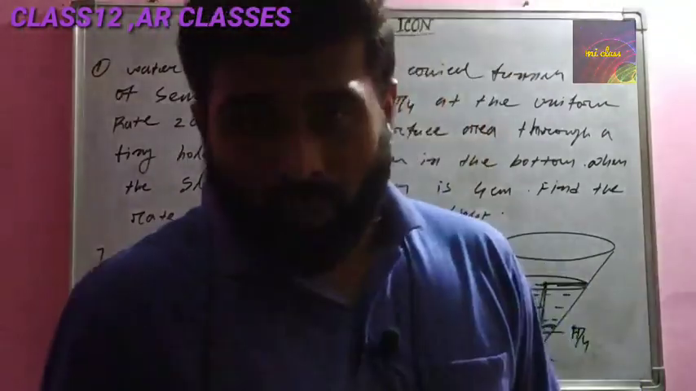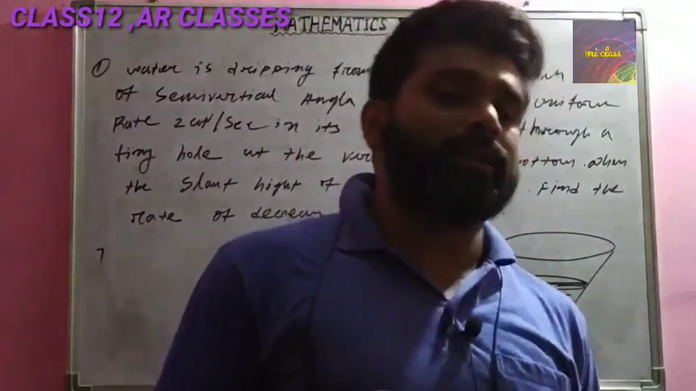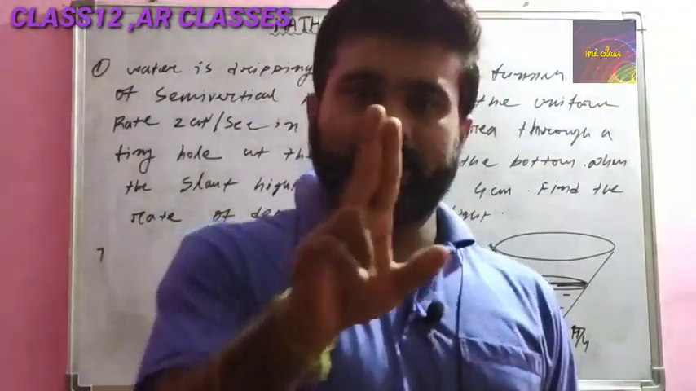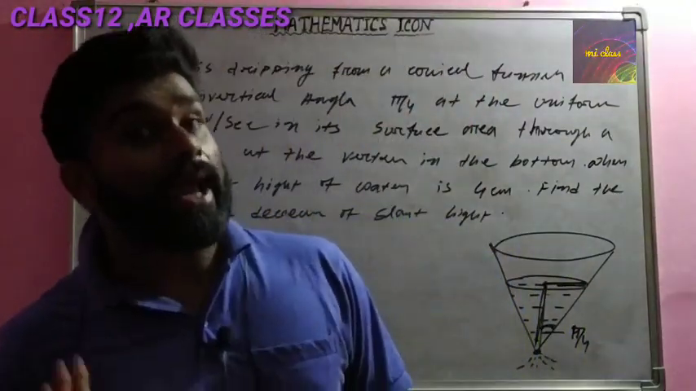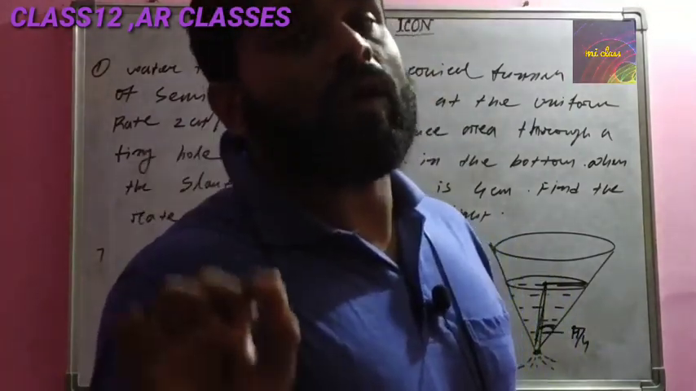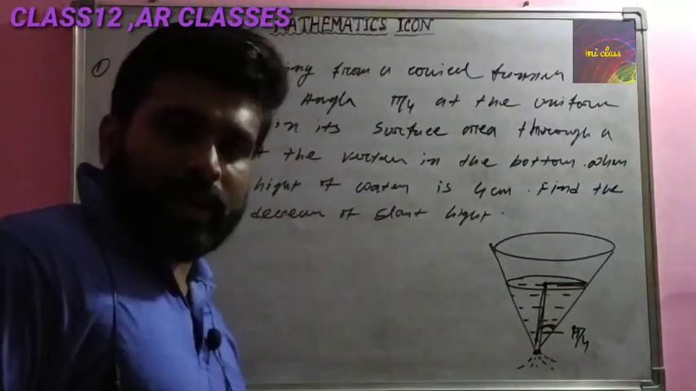So how could I know that this rate is for the surface area? Because the centimeter square, the power is square. That means whenever this square power is used, this rate is for the area. When the power is cube, then it is the rate of the volume. Just remember this thing. Okay, 2 centimeter square per second.